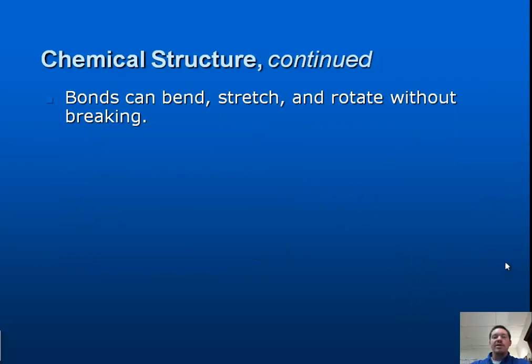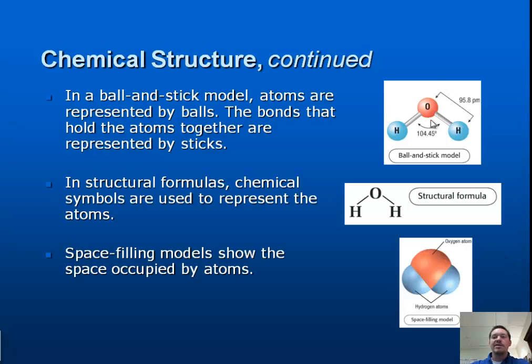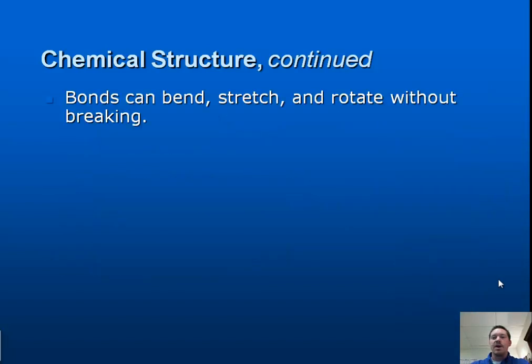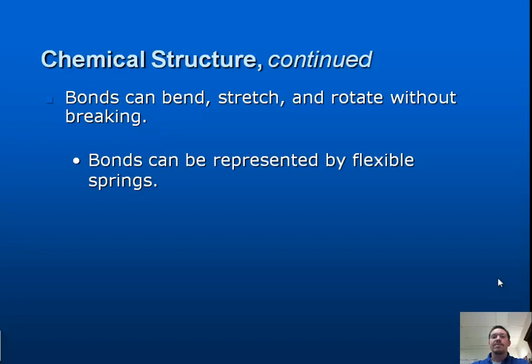And when we look at bonds and we show them in this ball and stick model as very rigid and structural, we want to see those as being able to be bent. We can stretch those, we can rotate those, and they don't break because they're technically not a solid rigid structure.